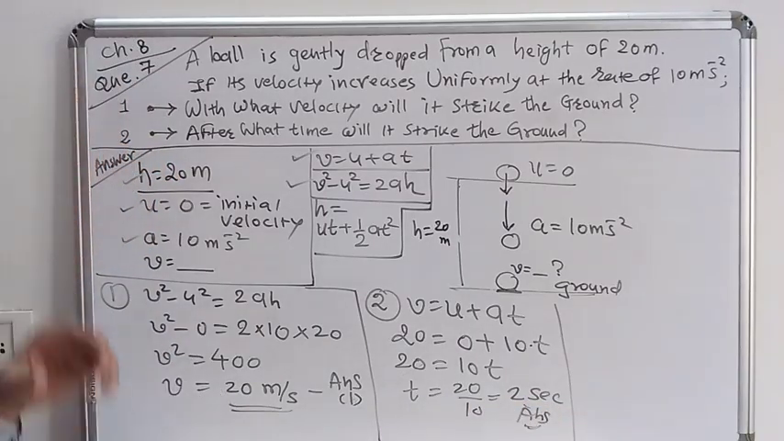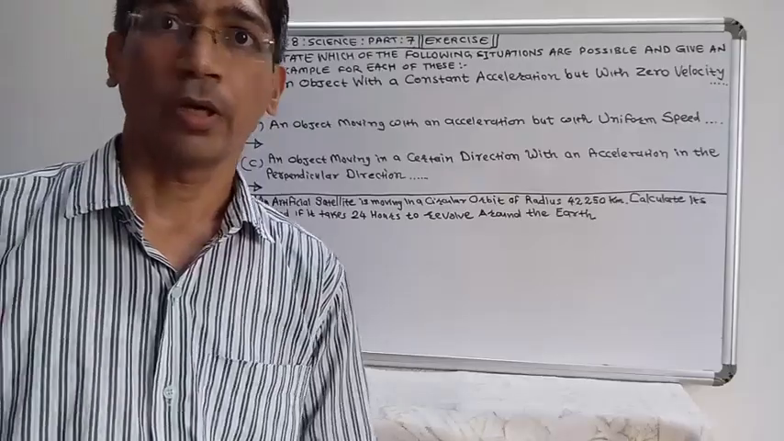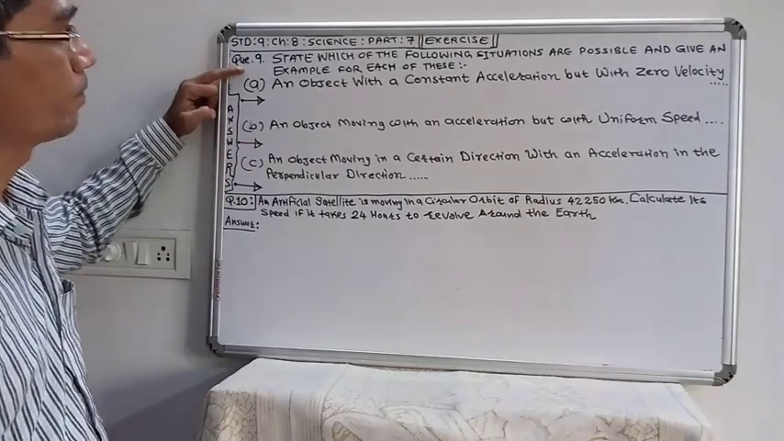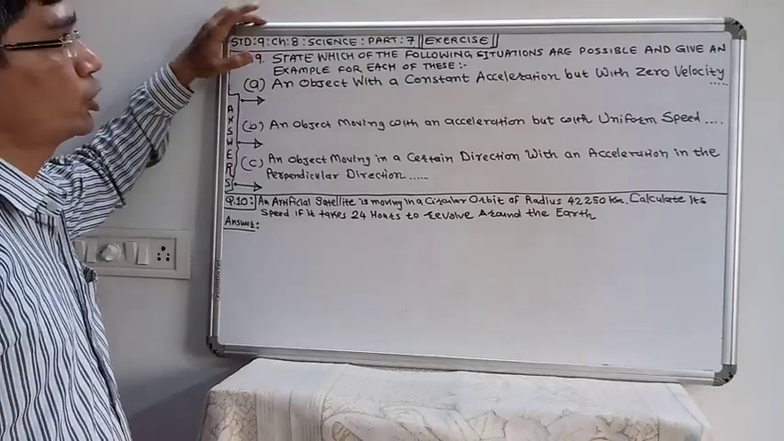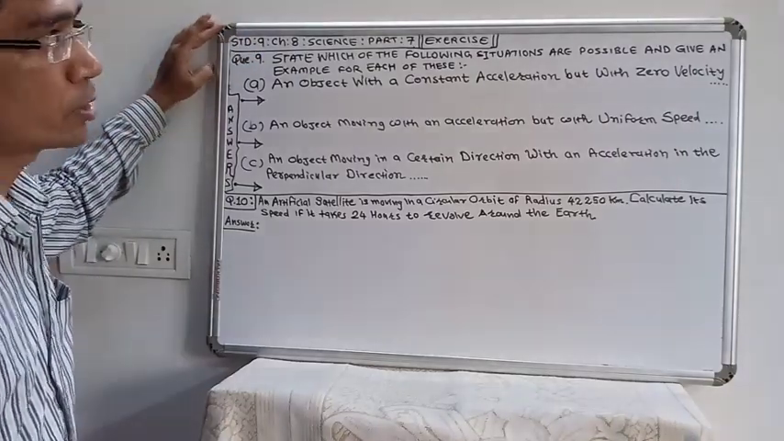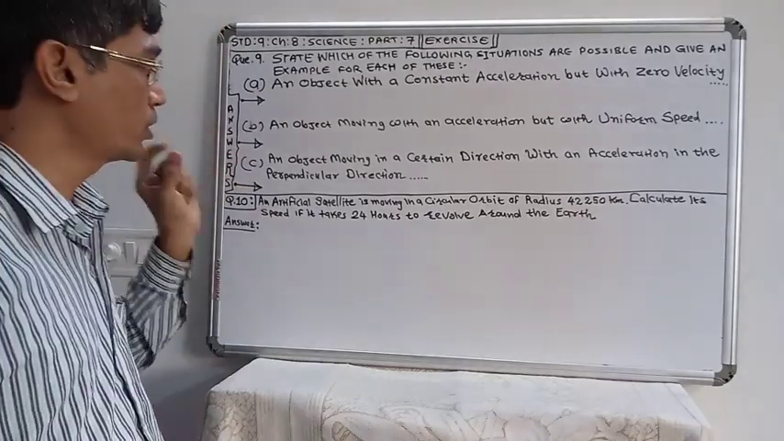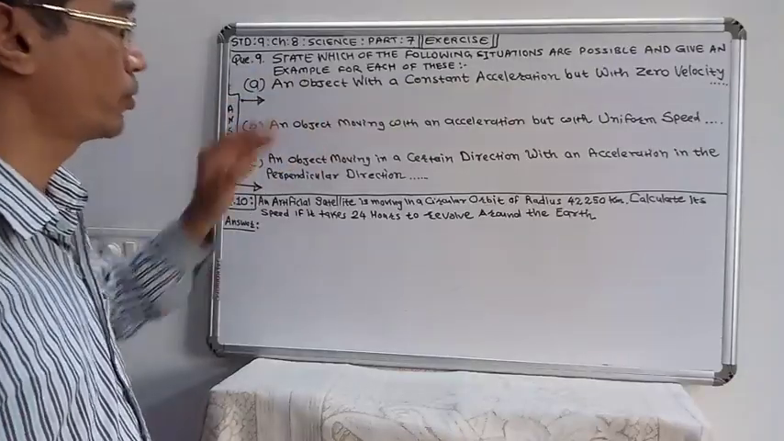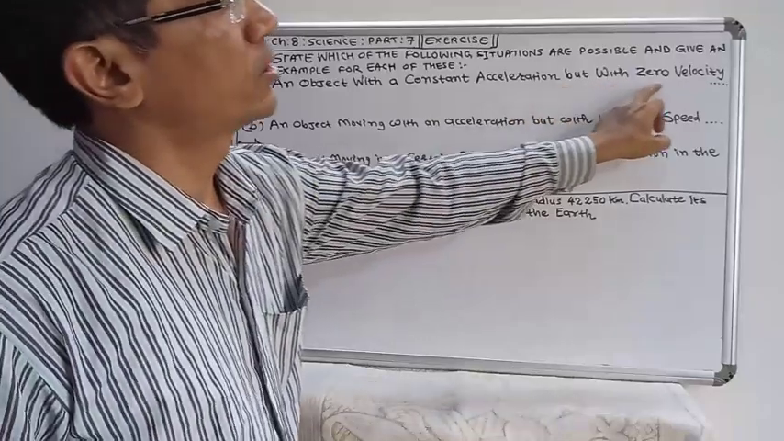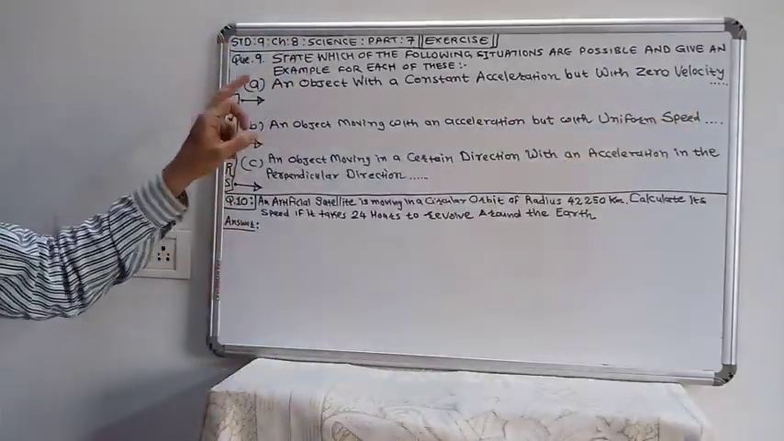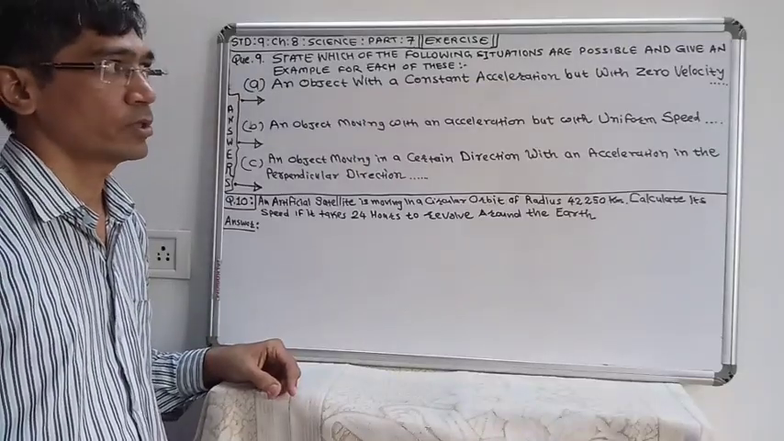So friends, now you can write down this answer in your notebook. Now we are taking another question, question 9, chapter 8, standard 9 science, part 7. State which of the following situations are possible and give an example for each of these. That means here we have to describe one example of the given situation. An object with a constant acceleration but with zero velocity.